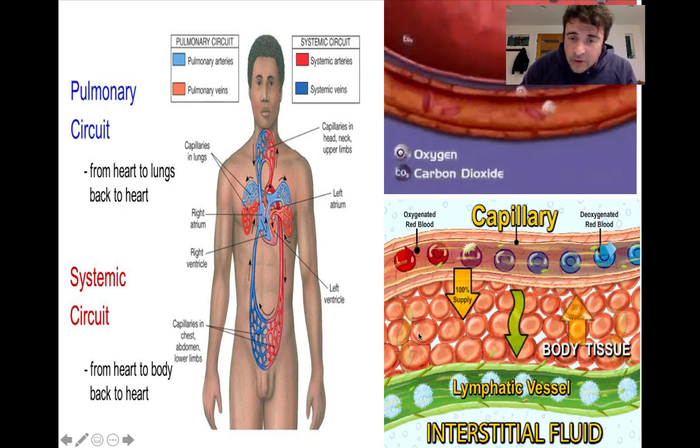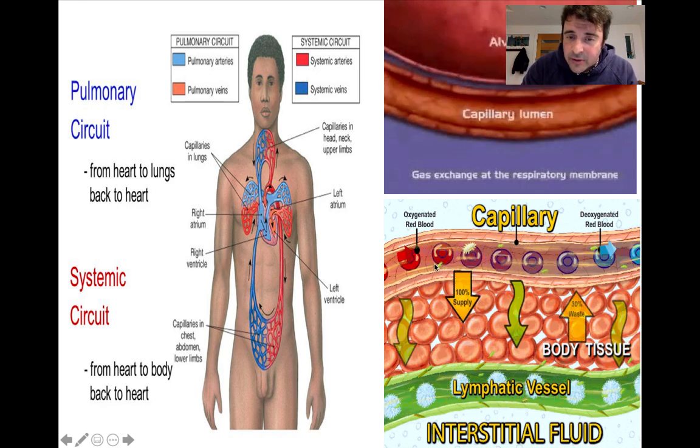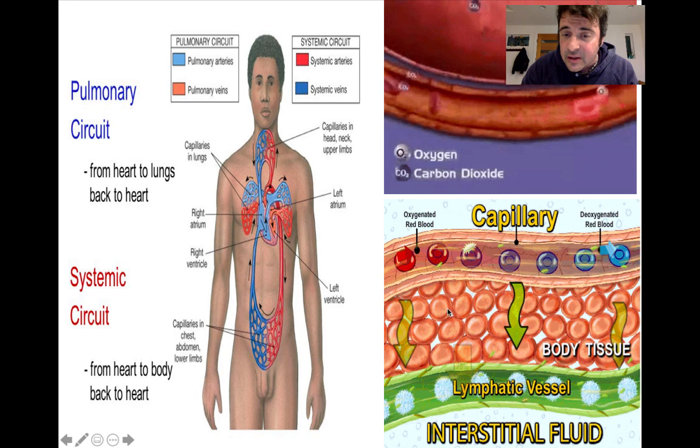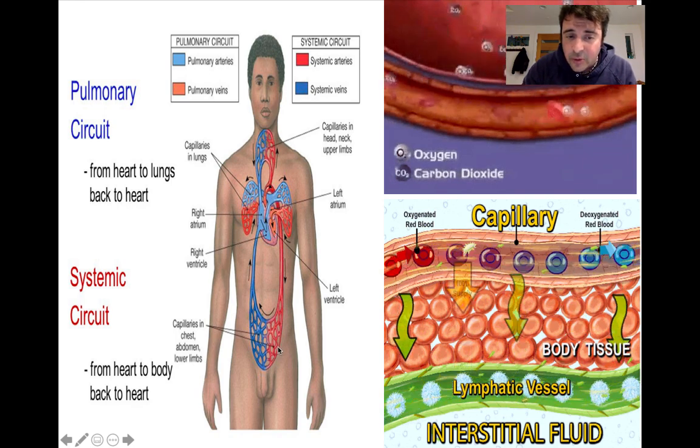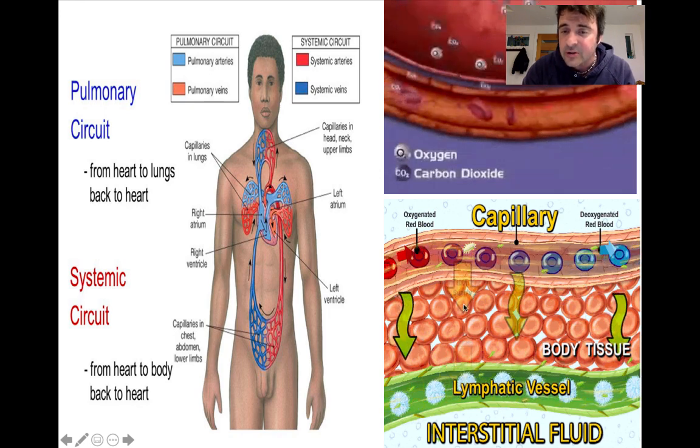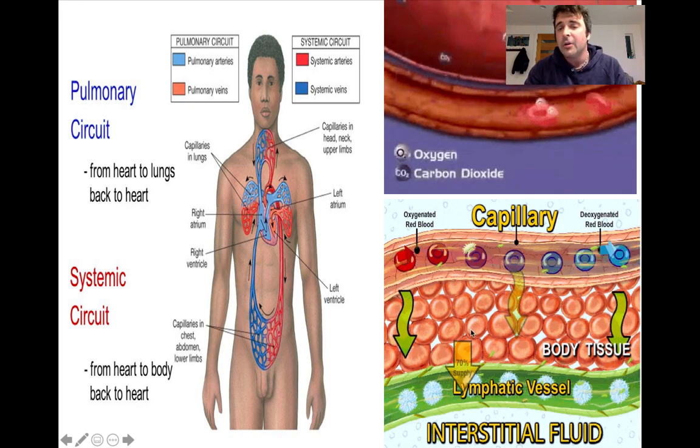It then moves into this space called the interstitial space. The moment that fluid is no longer in the cardiovascular system and it's in the cells surrounding your tissues, so that fluid has moved from the cardiovascular system to the cells surrounding your tissues, it's no longer called blood plasma.